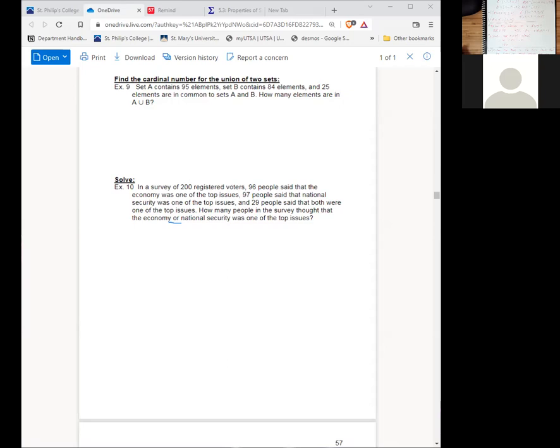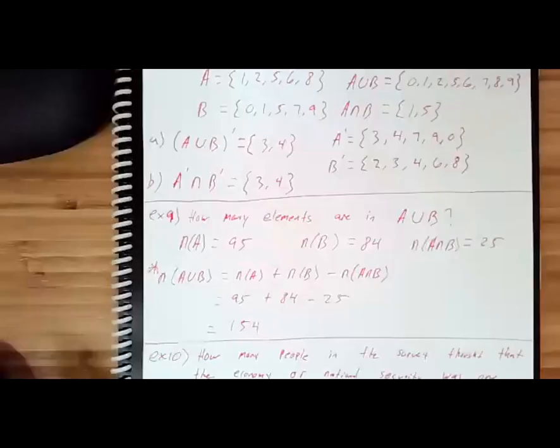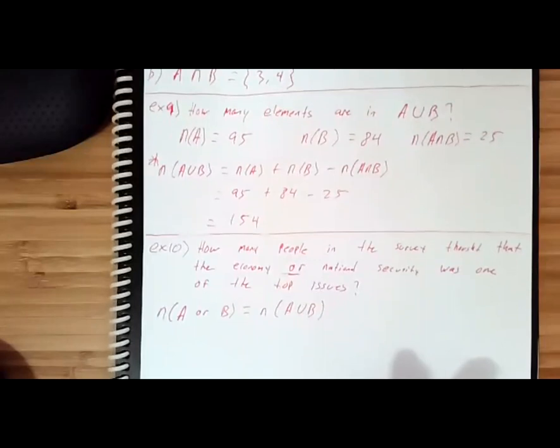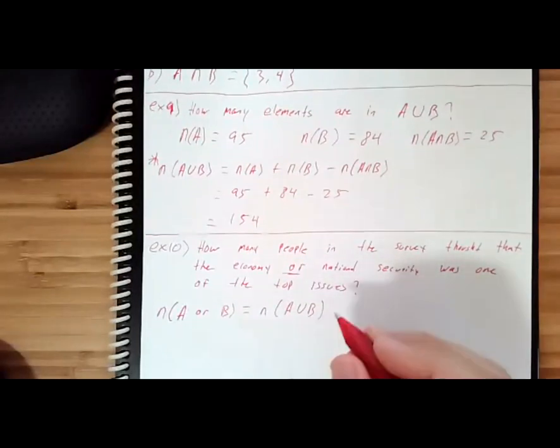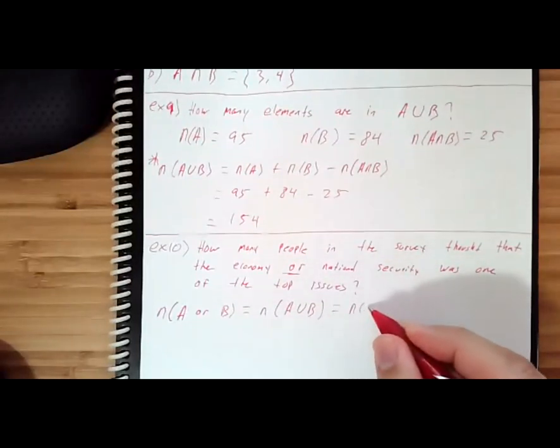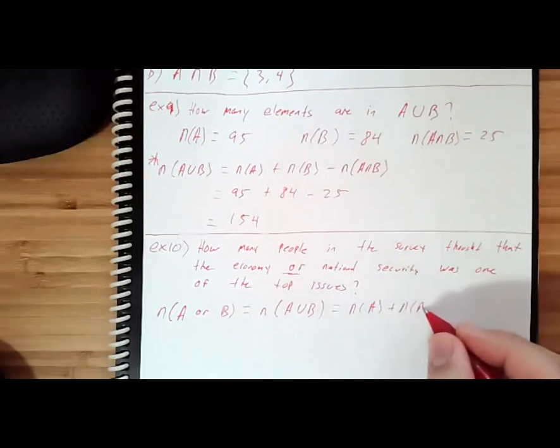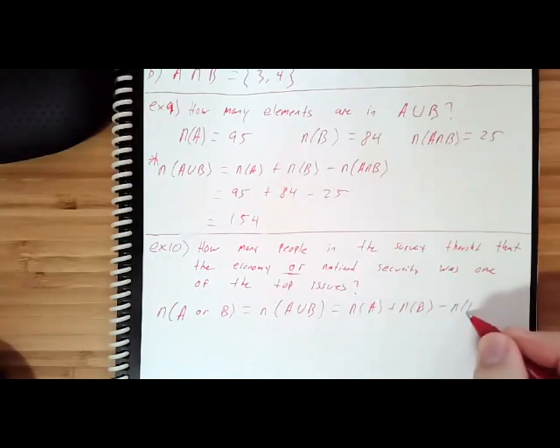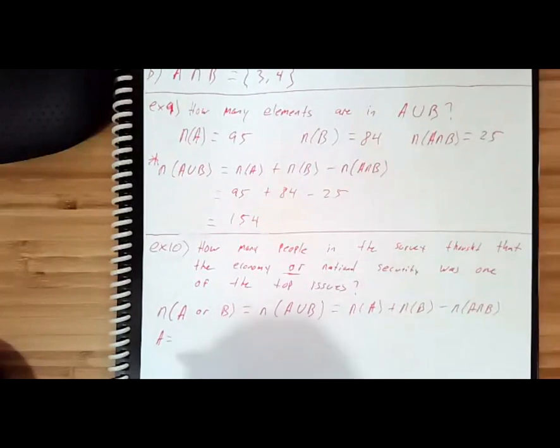Let me switch back over here. And then we said the formula was going to be the number of elements in A plus the number of elements in B minus the intersection. So let's say that A is economy and B is national security.